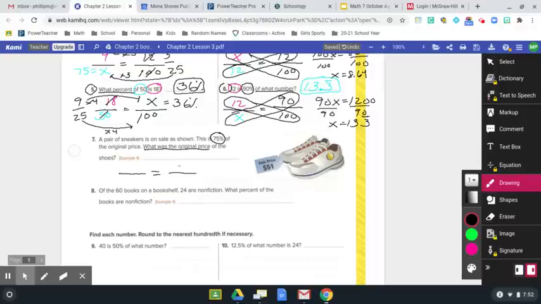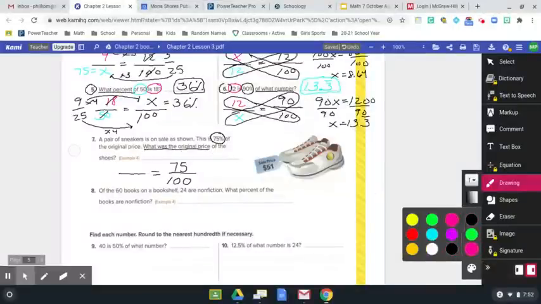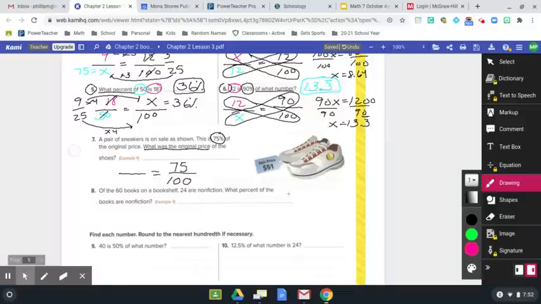Like I said, you have the percent, right? So you know that sale price on those shoes is 75% of the original price. So 75 over 100. Now, you're trying to find what was the original price. Think about which one is the part and which one is the whole, because you don't necessarily see the word is or the word of.